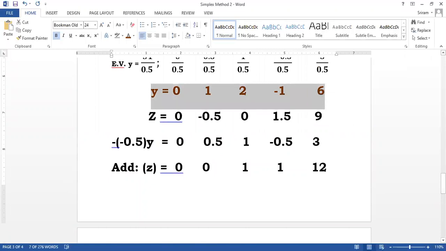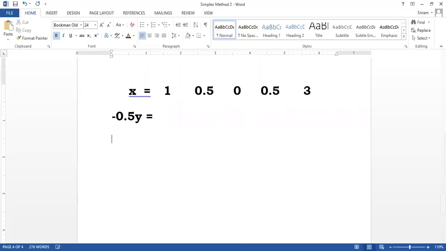Let me copy paste down for your understanding. So minus 0.5 multiply 0 is 0. Minus 0.5 multiply 1 is -0.5. Minus 0.5 multiply 2 is -1. Minus 0.5 multiply -1 becomes 0.5. Minus 0.5 multiply 6 is -3. Now I am going to add the values.